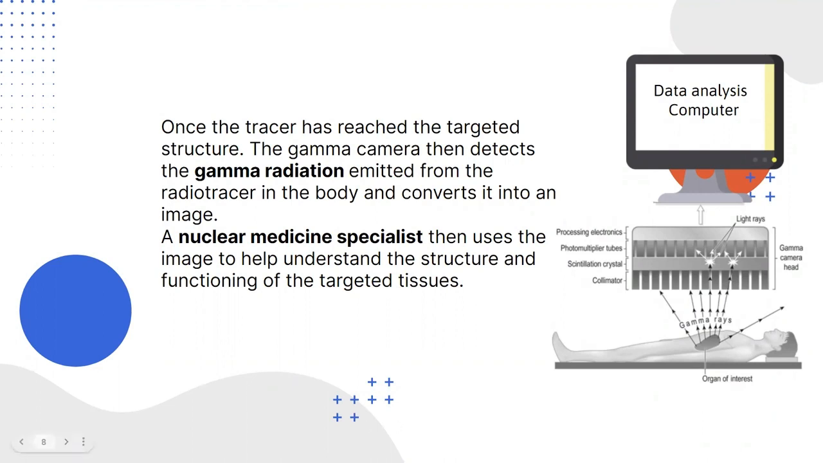A nuclear medicine specialist then uses the image to help understand the structure and functioning of the targeted tissues. For example, a physician uses this image to understand the functioning of organs and tissues. A dentist might use this to diagnose and evaluate the health of jaw bones, temporomandibular joint, or to check bones for fractures, infection, or arthritis. Next, we will talk about nuclear medicine imaging equipment.